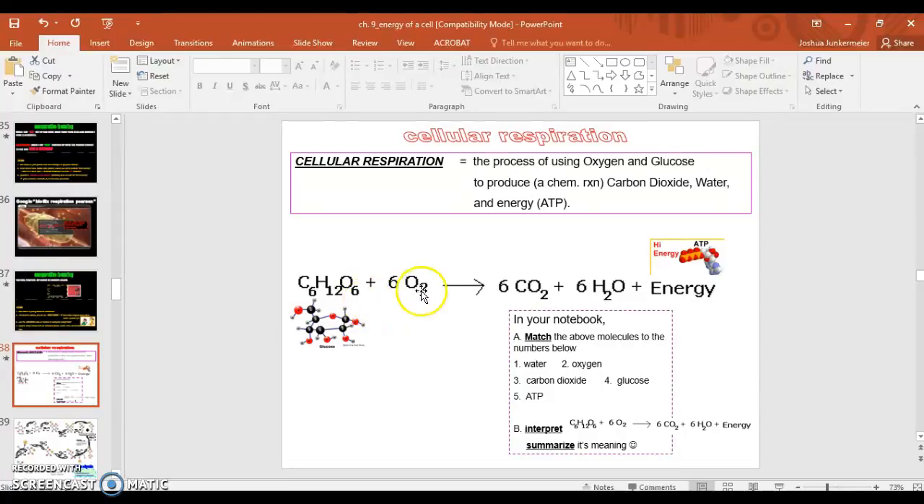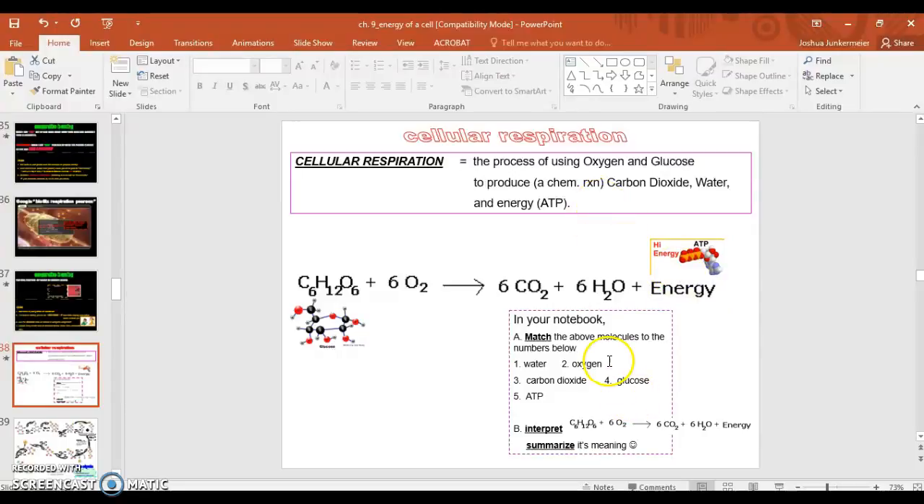Here's cellular respiration. Now this is our second slide for cellular respiration, and you can see here's the chemical equation, as they call it. This chemical equation represents how our body uses glucose, or a carbohydrate, to make energy. You can see here, this is our glucose, this is our oxygen, our carbon dioxide, our water, and then energy, which it just says energy, but we know that our body's form of energy is ATP.